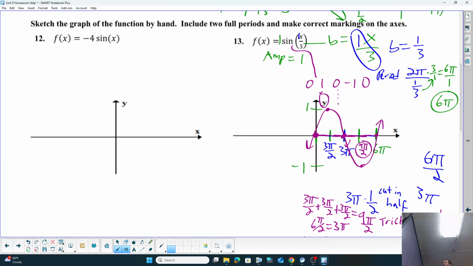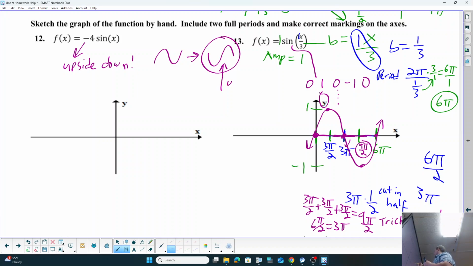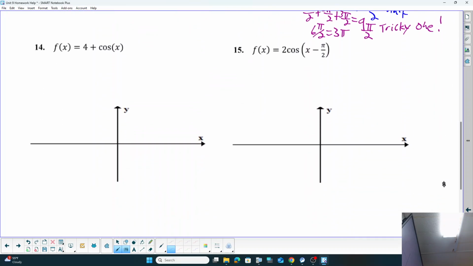Nice. So you try number 12 now. Remember that the negative means upside down. So flip sine upside down. Instead of going up, it's going to go down, then up, then down. That's what you're looking for. That's upside down sine. And then stretch it up 4 and down 4.